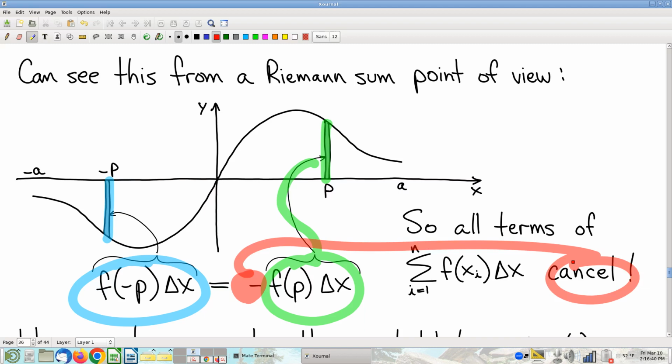And likewise for all the other pairs, right? This entire interval from negative a to a, they pair up and cancel, leaving nothing left. Nice point of view.